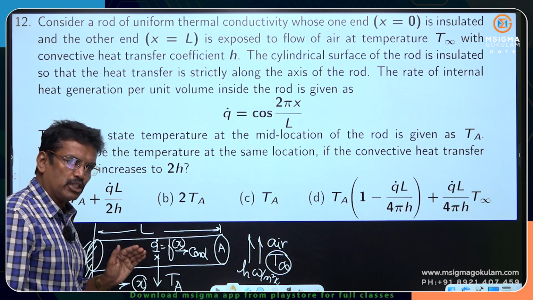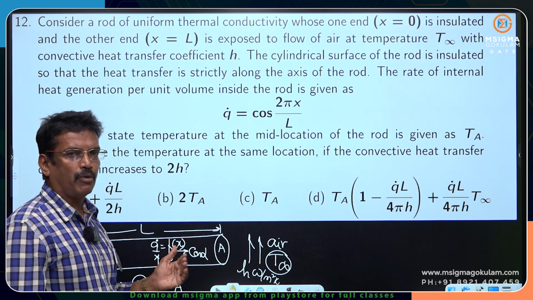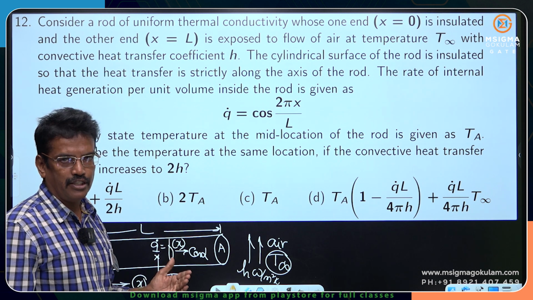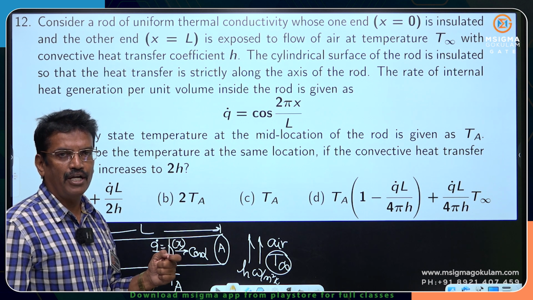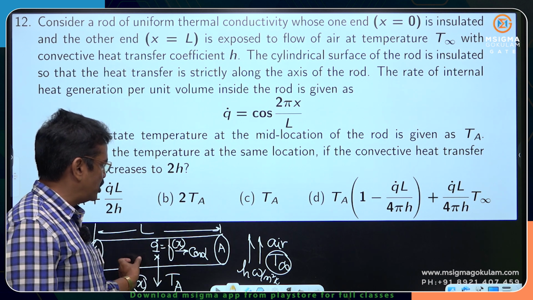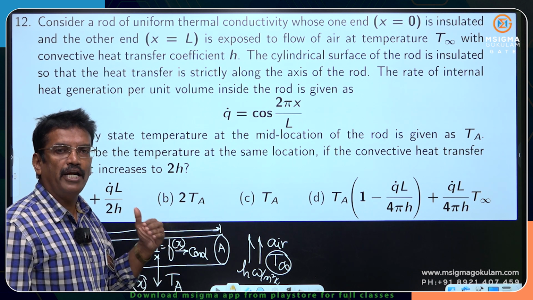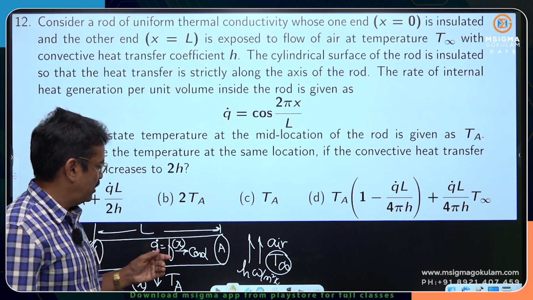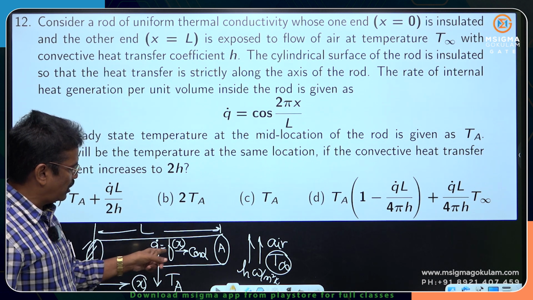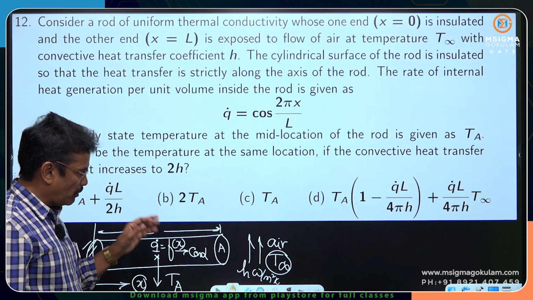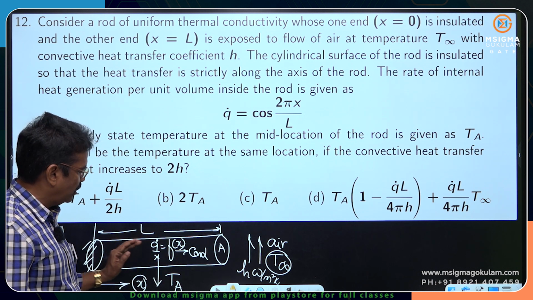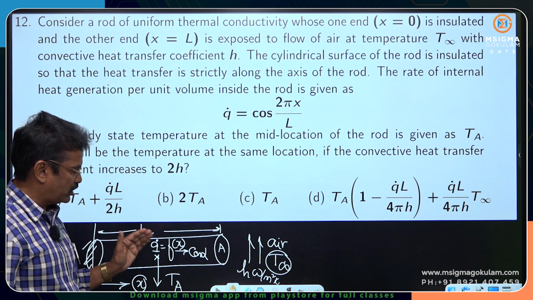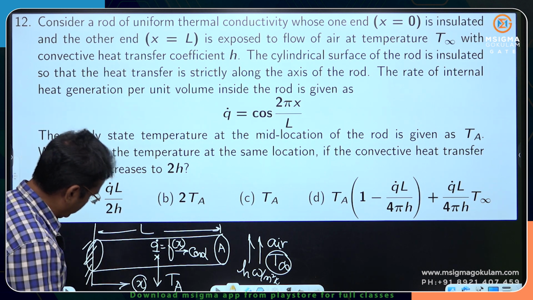So now let us go to the first principles. What are the first principles? The conservation of energy for steady state. Based on that, by taking a small differential element, first of all let me derive an equation for the temperature distribution of the rod along x. My objective now is to calculate the temperature distribution of the rod along the x direction given the boundary conditions. What are the boundary conditions?